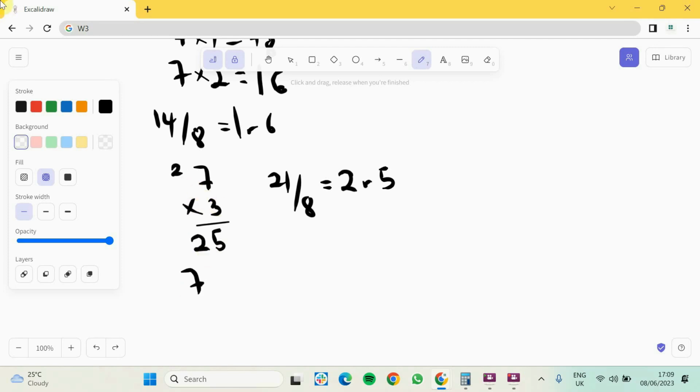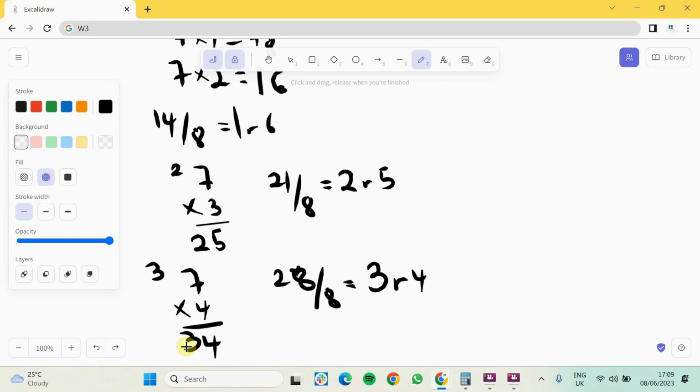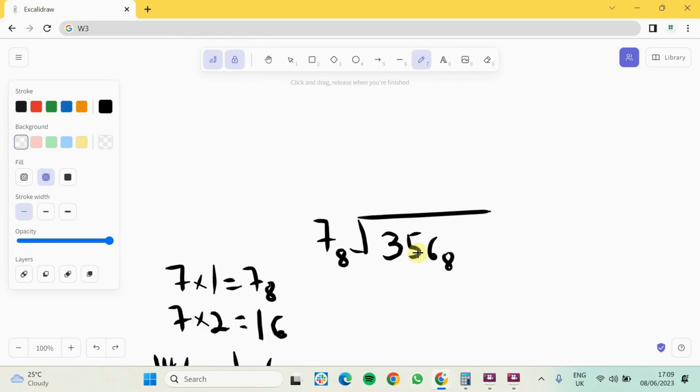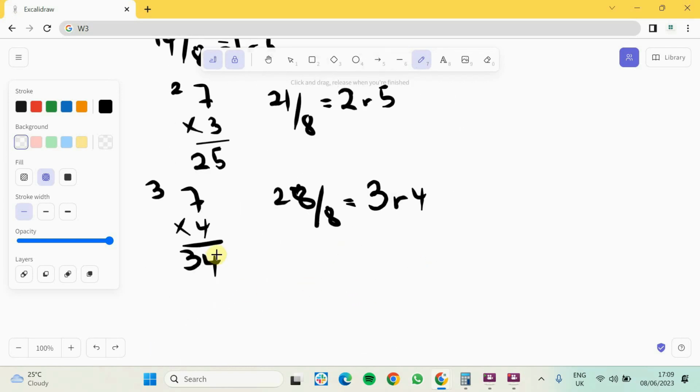And 7 times 4, right, in base 8 is going to be, if I do it in base 10, that is 28, right? So 28, but since I'm working in base 8, I'll divide it by 8. 28 divided by 8, that is 3, right? Because 8 times 3 is 24, so there will be a remainder of 4. So I'll drop the remainder and carry over the result, which is 3.